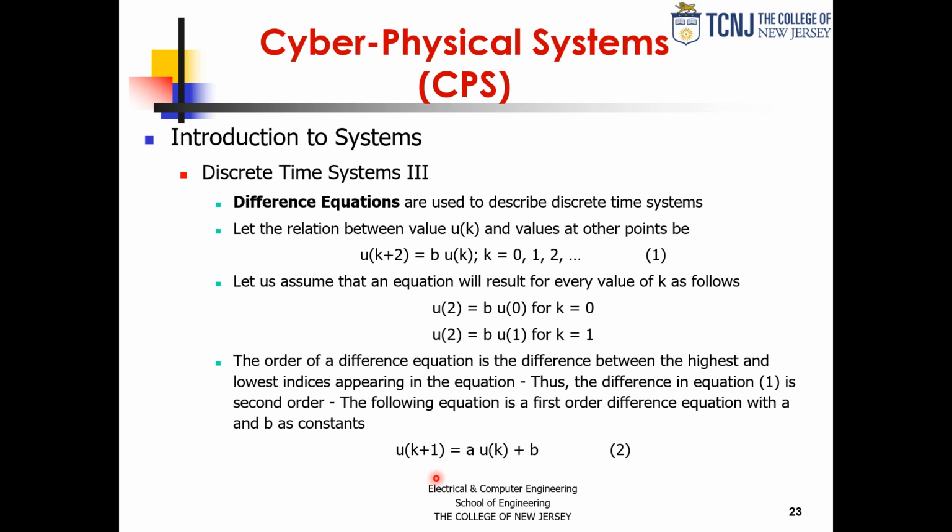In this case, equation number 2, the highest index is 1, and the lowest index is 0. So this would be a first order difference equation, or a first order system described by that equation.